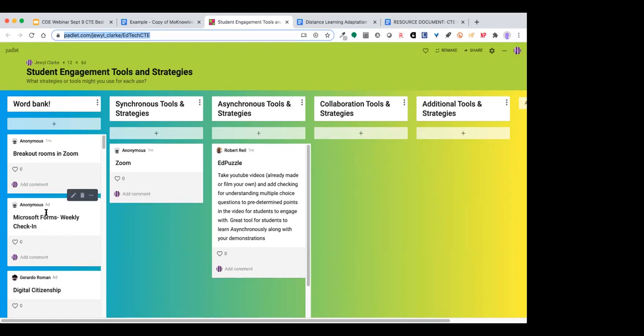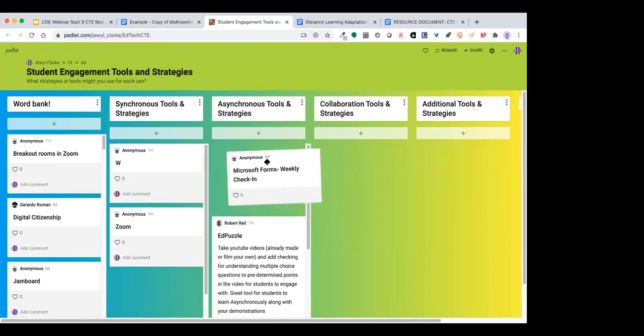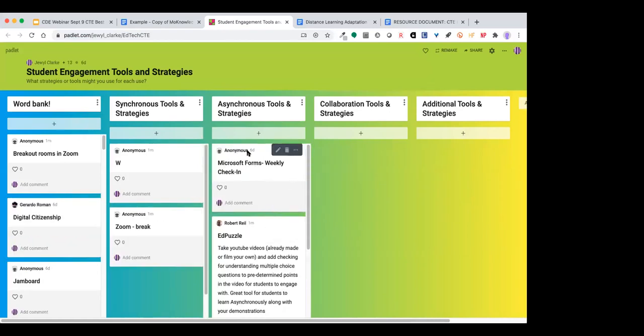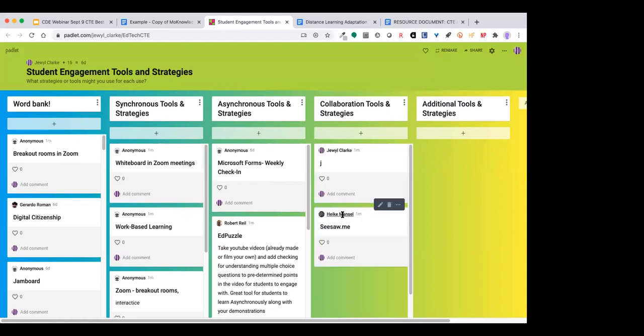And what you can do is grab this over here, Microsoft Forms weekly check-in. Somebody put that in as an idea. We can drop that into asynchronous tools, because perhaps even if you're only meeting every other day, you could say every Wednesday, you need to fill out this weekly check-in. Wednesday weekly check-in. I love alliteration. Can you tell?